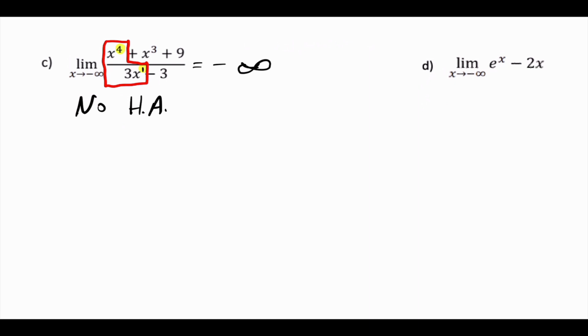So if I was to plug in a really, really big number that's negative on top, and I was to take it to the fourth root, it's always going to become positive. So a positive on top. On bottom, I take that really big negative and multiply it times 3, which will give me a negative. Positive divided by a negative is a negative. So that's the reason I'll have negative infinity, which makes no horizontal asymptote. Okay. All right.